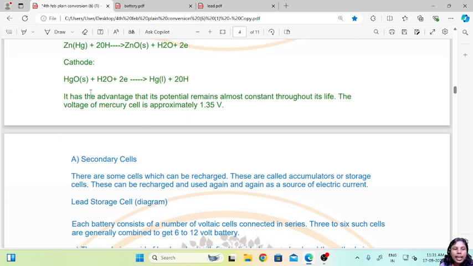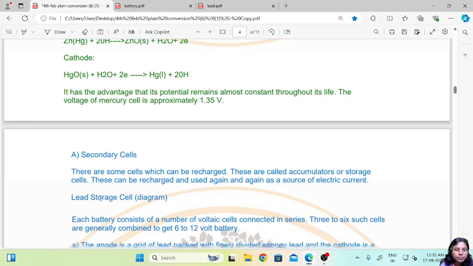Now this cell has an advantage, that is, its potential remains almost constant throughout its life. These mercury cells have one major advantage, that the voltage or the potential that they give remains constant throughout the life. There is no change in the potential that occurs. The voltage of a mercury cell is approximately 1.35 volts.